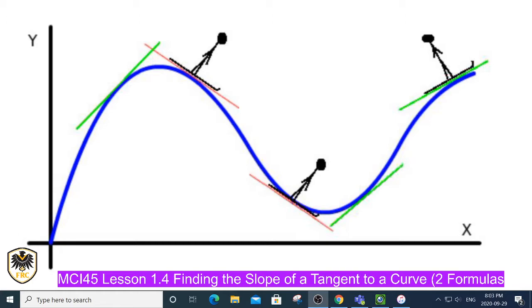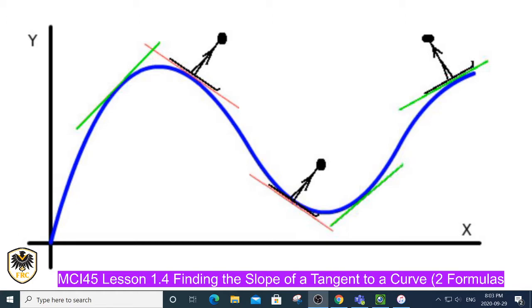This is the lesson for finding the slope of a tangent to a curve, and I just found this cute little picture that reminded me that if you're having a hard time visualizing what a tangent is, imagine that the tangent is the skis of a skier on a very hilly slope. Notice that the skis just barely touch the curved slope at one point, and that's what a tangent is. And we've been talking about tangents quite a bit already.